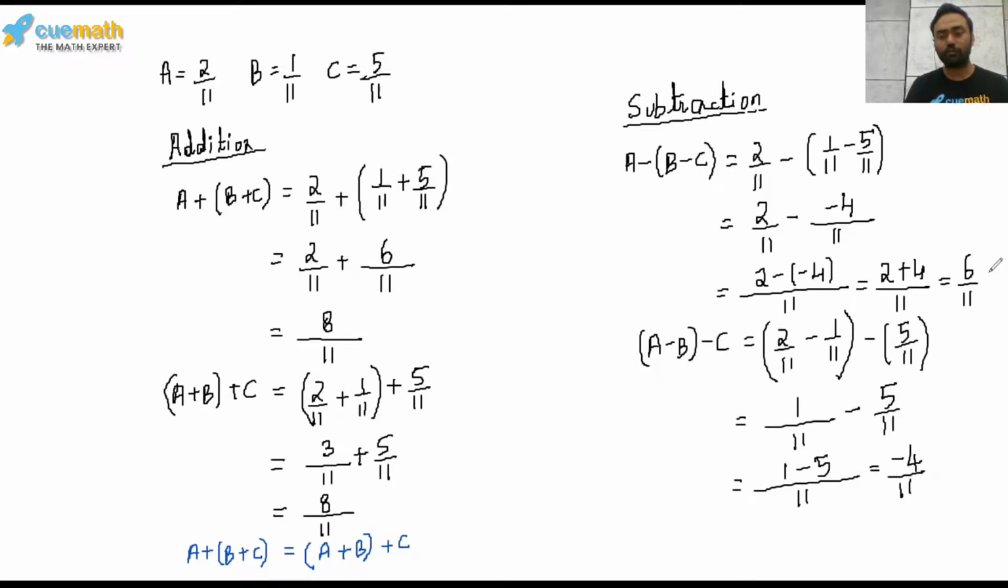Now we got the two values, and based on these two values, we can draw a conclusion that a minus b minus c is not equal to a minus b inside the bracket minus c. So based on these two results, we can say, for the addition and subtraction property of rational numbers, that addition of rational numbers is associative, but subtraction of rational numbers is not associative. Now let's summarize the properties which we have just learned.